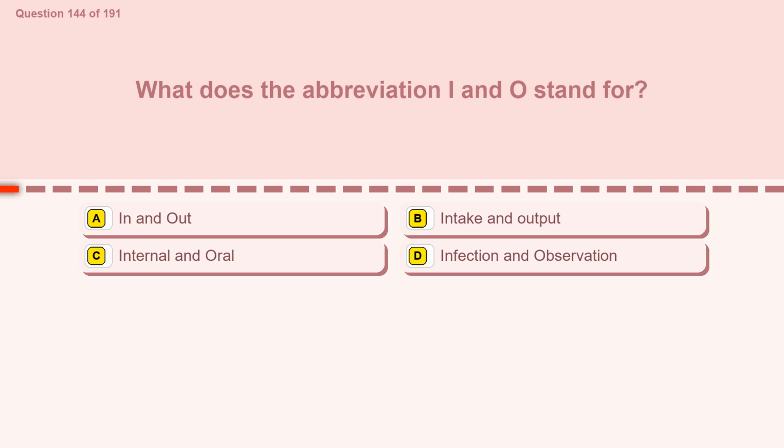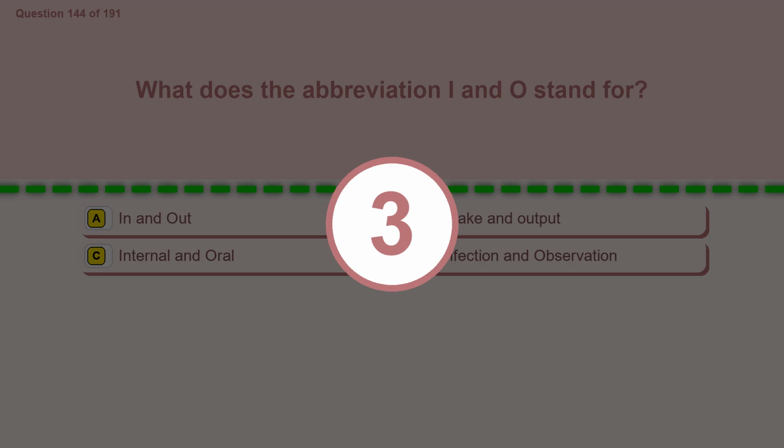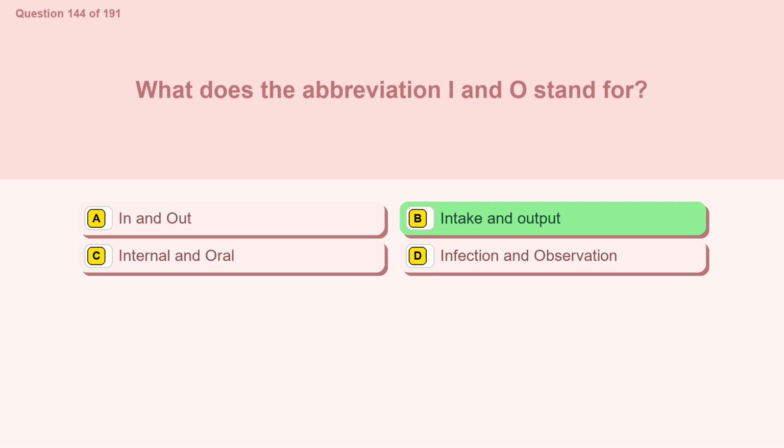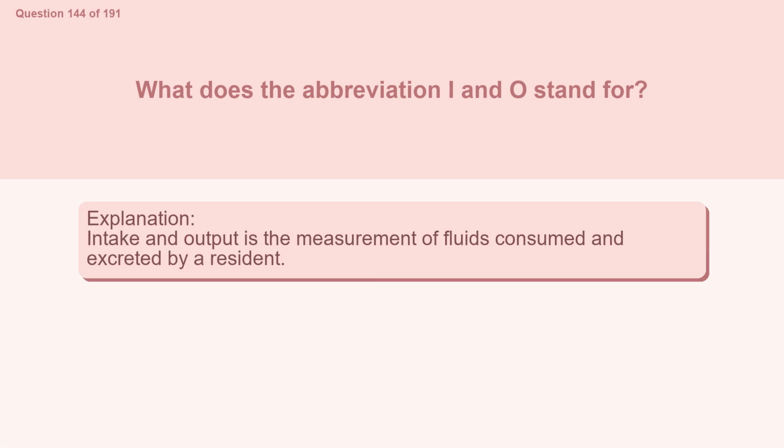Question 144. What does the abbreviation INO stand for? Option A, in and out. Option B, intake and output. Option C, internal and oral. Option D, confection and observation. The correct answer is option B, intake and output. Intake and output is the measurement of fluids consumed and excreted by a resident.